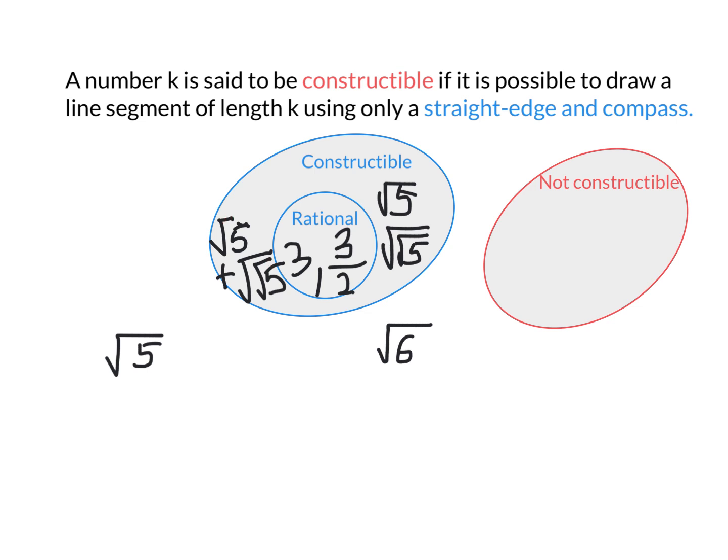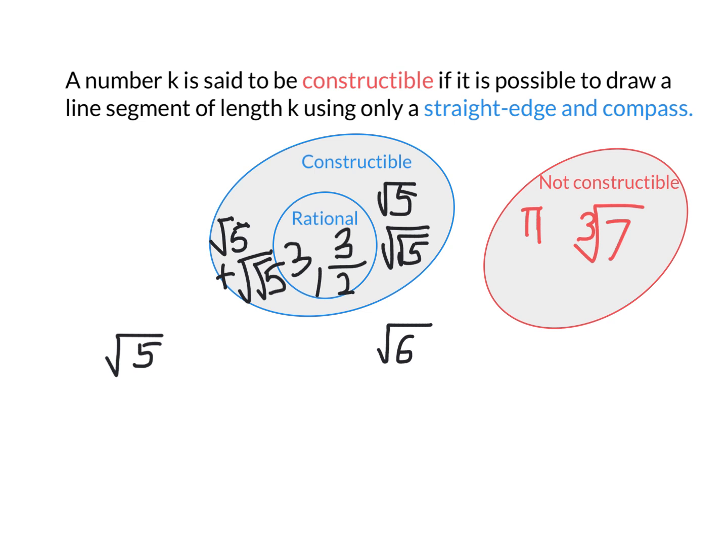So what are examples of numbers that are not constructible? Well, pi is not constructible. You could easily draw a circle with circumference pi, but you can't draw a line with length pi using just a straight edge and a compass. So all square roots of rational numbers are constructible, but cube roots of non-perfect squares are not. So the cube root of 7, for example, is not constructible.